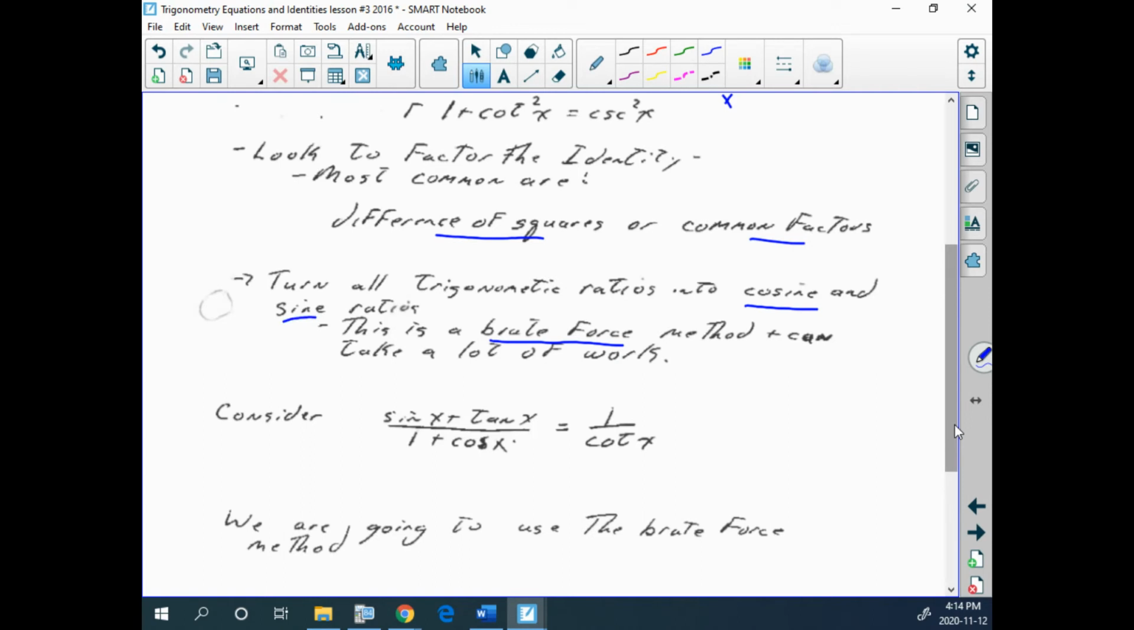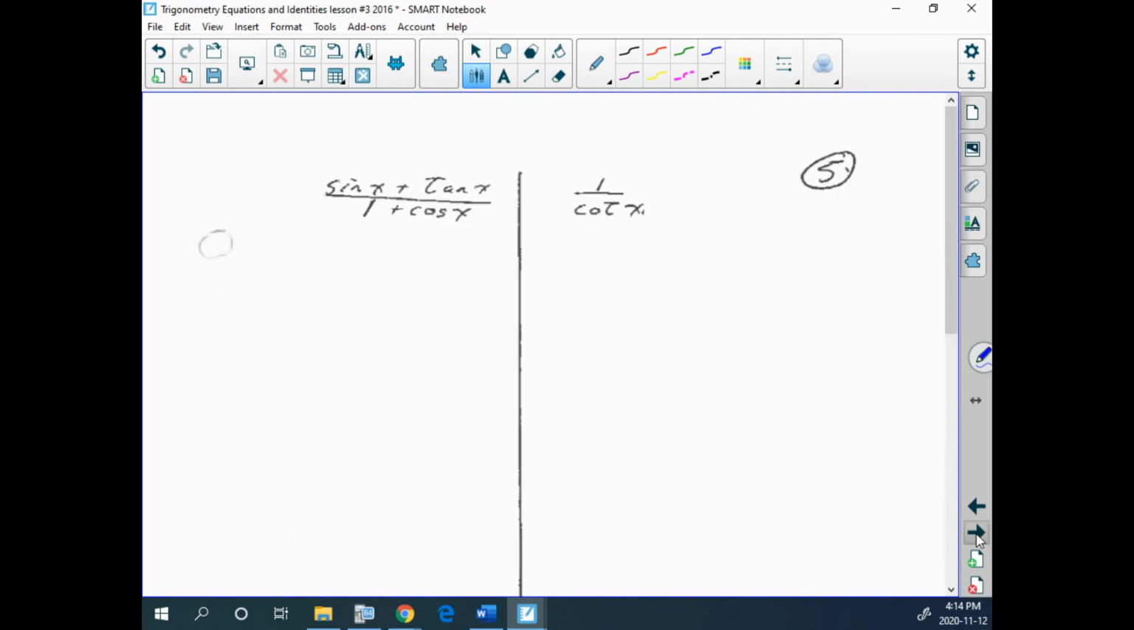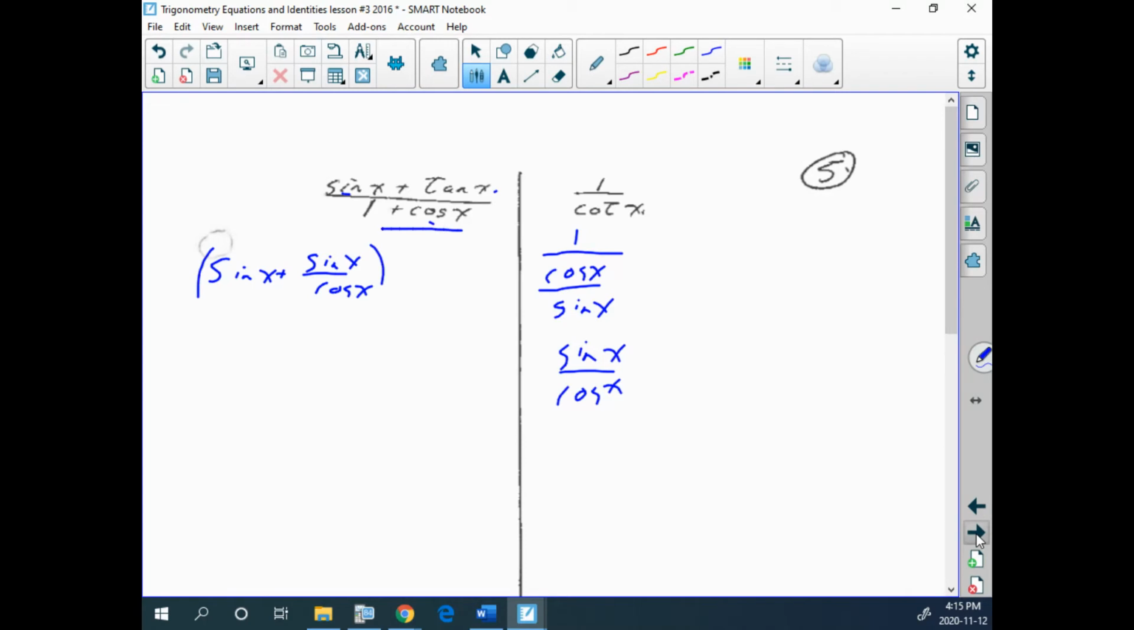In this situation here, I am going to turn everything into sine and cosine. I will do that to both sides. So 1 over cotangent becomes 1 over cosine over sine, which is sine over cosine. Over here, that's in sine, that's in cos. Tangent, okay, I'll deal with the tangent. So I'm going to do a little bit of modification. I got sine x plus sine x over cos x. And instead of writing this on the bottom, I'm going to multiply by the reciprocal.